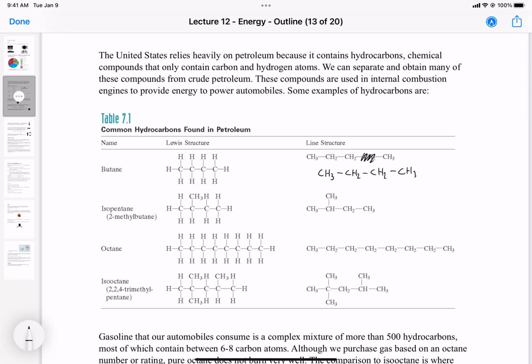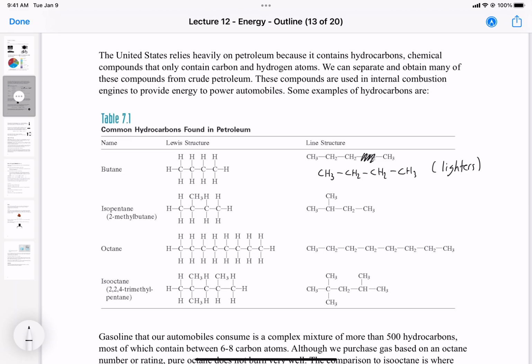Okay. So butane is used in lighter fluids. So you can find this in lighters. Because in lighters, you don't need a lot of energy to spark that flame. And butane, when compressed, becomes a liquid. So it's pretty convenient for that. Octane. So octane and isooctane, they are the compounds that are responsible for gasoline.